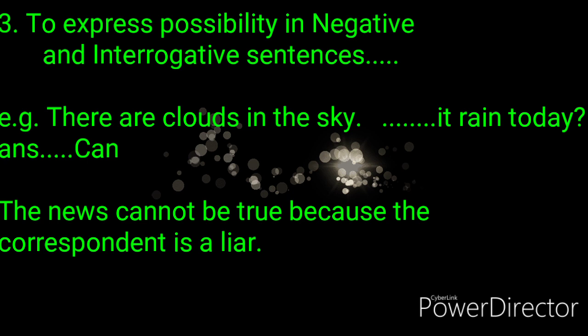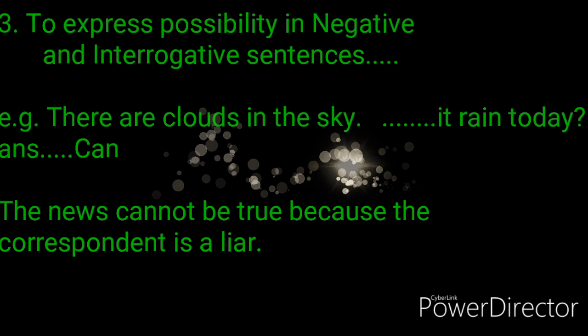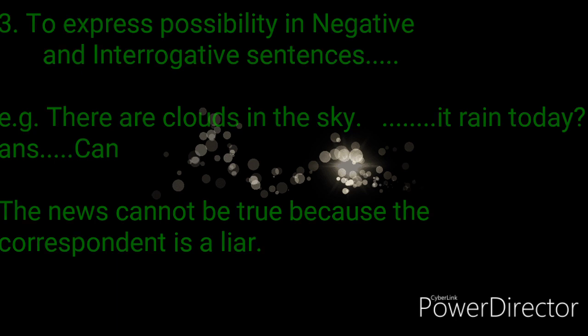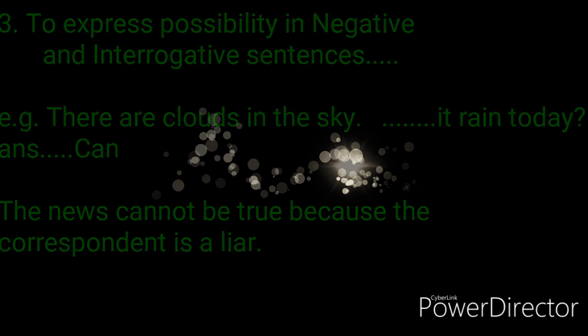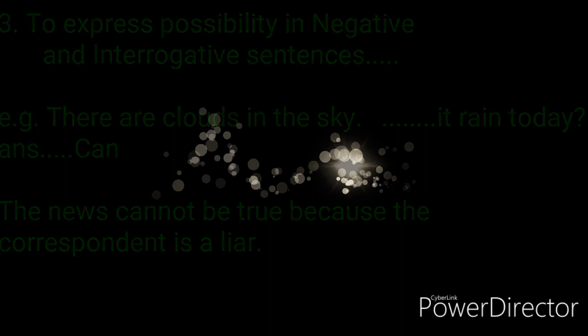The correspondent is a liar, that's why the news cannot be true. Here the sentence is negative, and in negative sentences we have to use the modal can. We cannot say the news may not be true because the correspondent is a liar. So if there are negative and interrogative sentences, and if the sentences are showing possibility, in that condition we have to use the modal can. And if the sentence is positive, meaning affirmative, in that condition we have to use the modal may. Remember this.